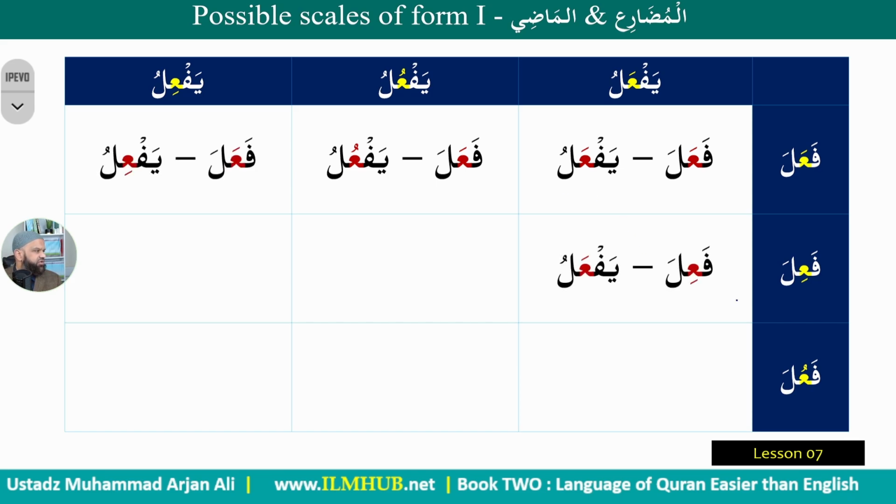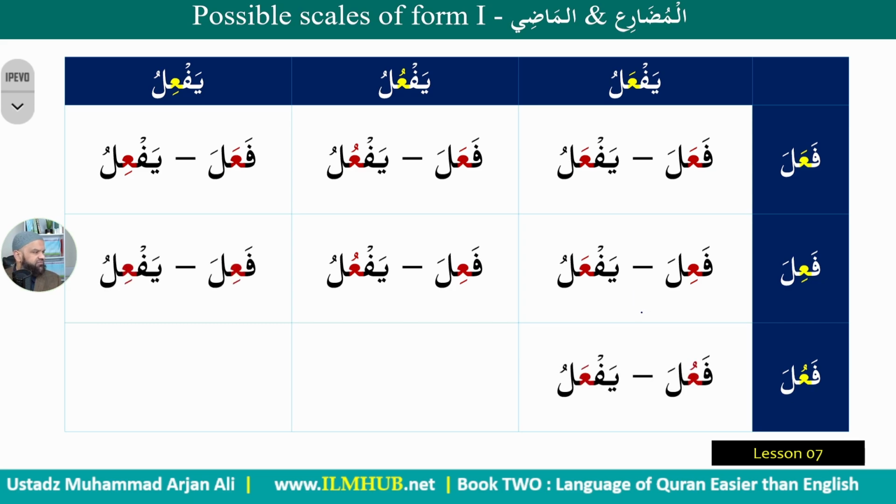Then we see in Arabic, we can have fa'ila. That can also give us yaf'alu in theory. It can also give us yaf'ulu, fa'ila yaf'ulu, and we can also have fa'ila yaf'ilu. And for fa'ula, we can have fa'ula yaf'alu, then we can have fa'ula yaf'ulu, and fa'ula yaf'ilu. Of course, these are nonsensical words. I'm just showing you the scale. Please note. So when we look into the entire Arabic language, what we find is that there is no example in Arabic of a verb coming from this scale.